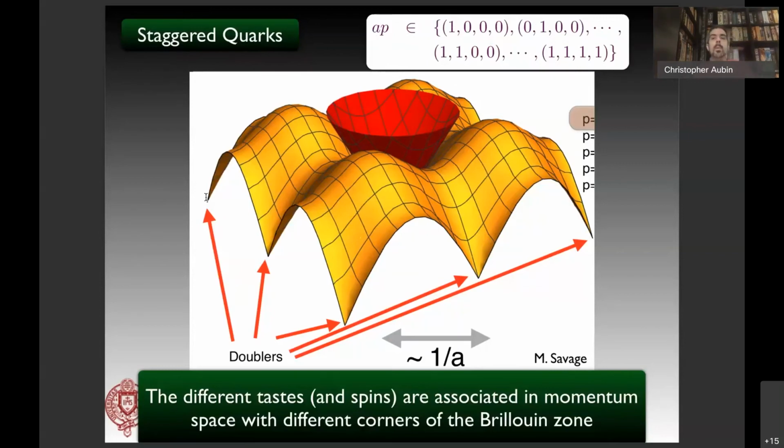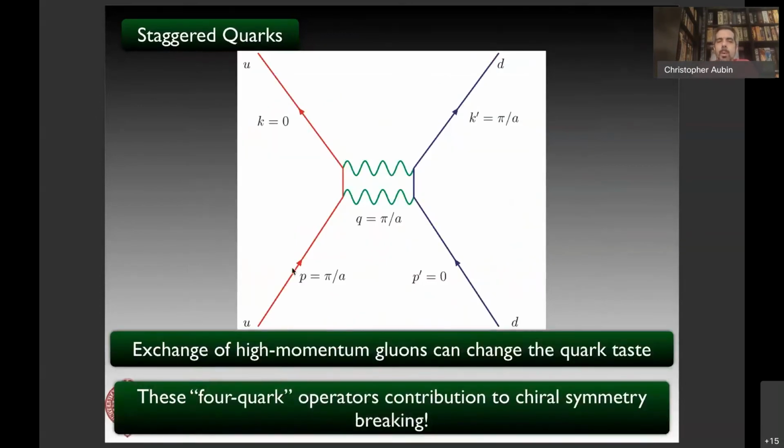Now remember, we're not getting rid of the doublers with staggered quarks. They're still around. They're just single component doublers. So they still have an effect in our theory. And so here's a nice simple chart. Imagine I've got an up quark of one taste, so it's in one corner of the Brillouin zone, and I've got a down quark of a different taste coming in, and they exchange some gluons of very high momentum. Well, that means that this down quark is now going to change tastes. These are called taste-changing operations. And these are all over our staggered action.